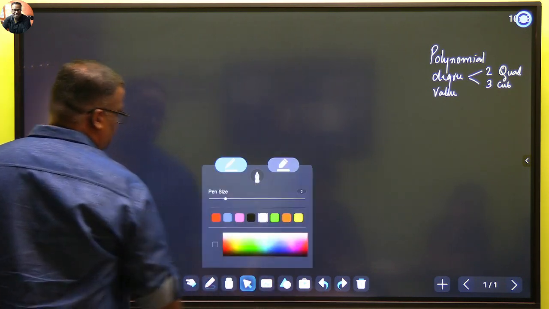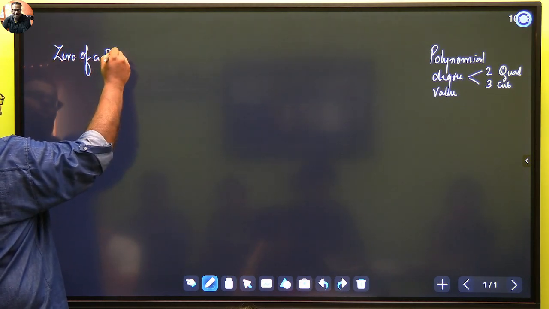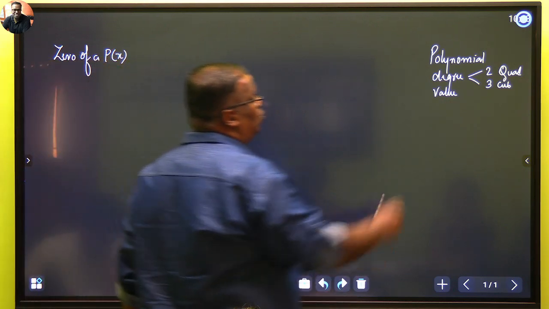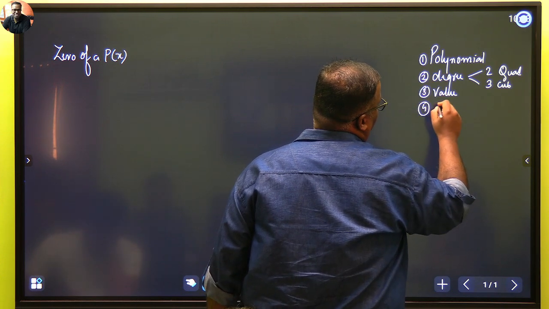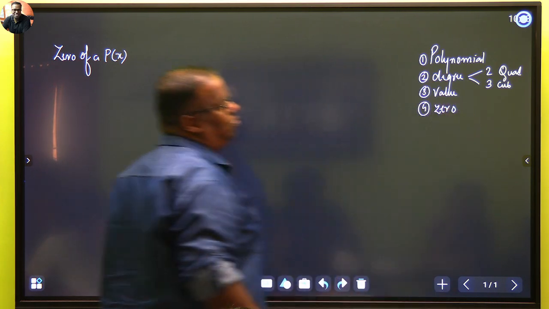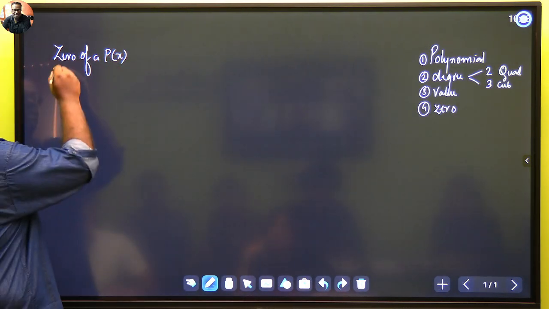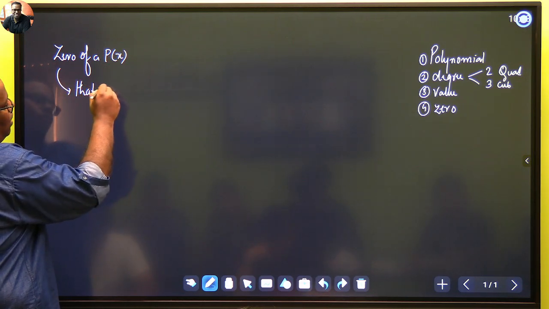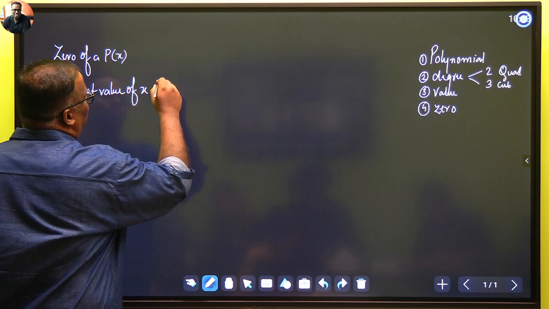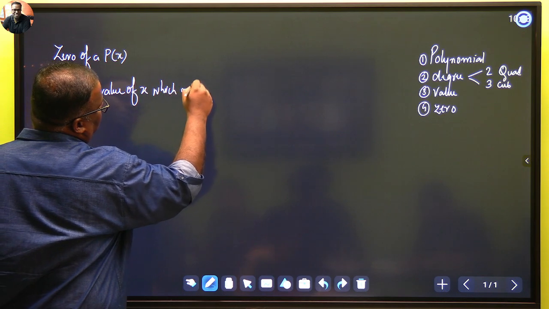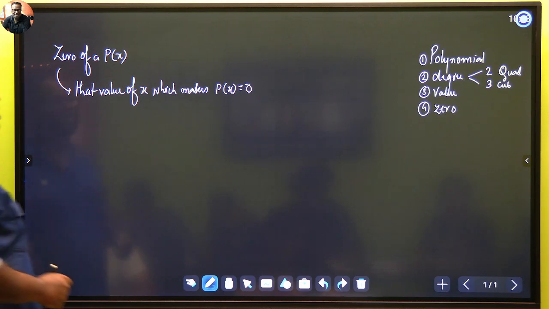Next is zero of a polynomial. See, I am writing p(x), but don't become an idiot and write p(x) everywhere. If the polynomial is in y, then please write p(y). Zero of a polynomial. Next thing that we are learning. What is zero of a polynomial? Zero of a polynomial means that value of x which makes p(x) equal to 0. Very good.